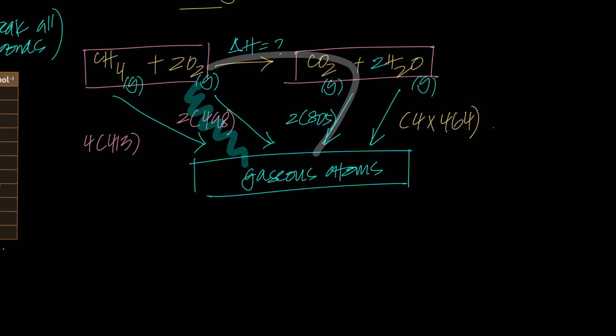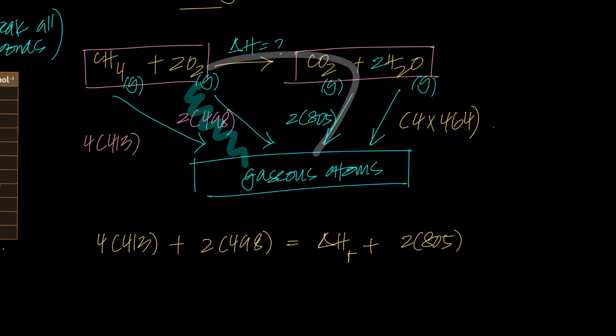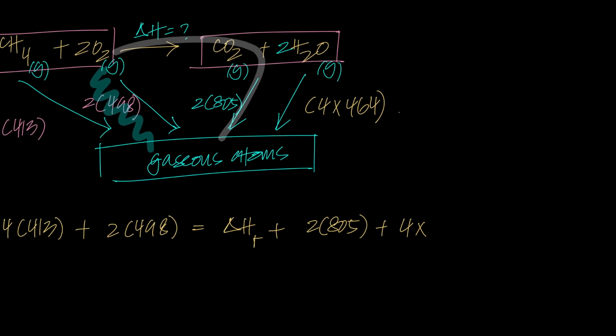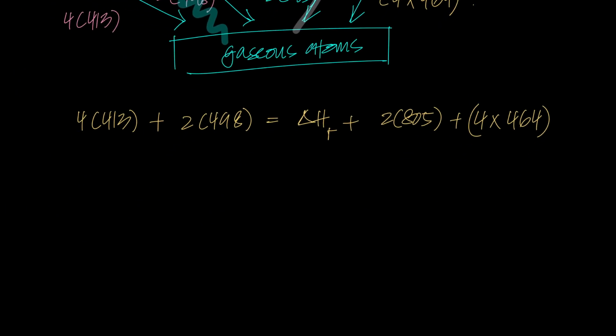So you can now calculate this. It's 4 times 413 plus 2 times 498. This is the energy taken in to break the bonds of the reactants. This would be equal to the enthalpy change of the reaction plus 2 times 805 plus 4 times 464. Can somebody calculate this for me, please? What do you get here? And what do you get here?